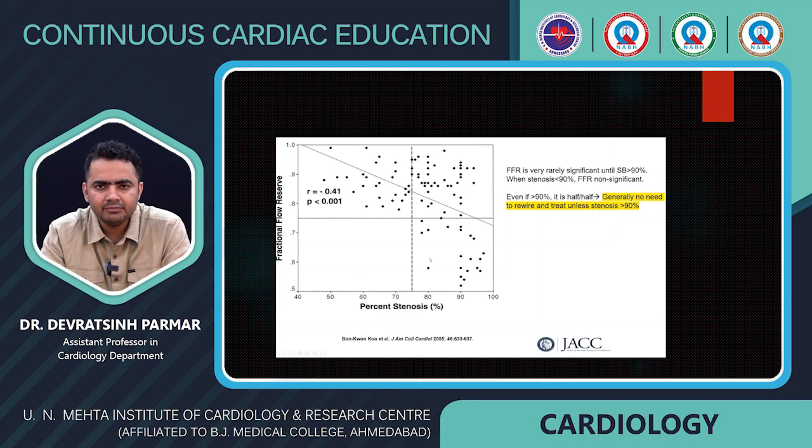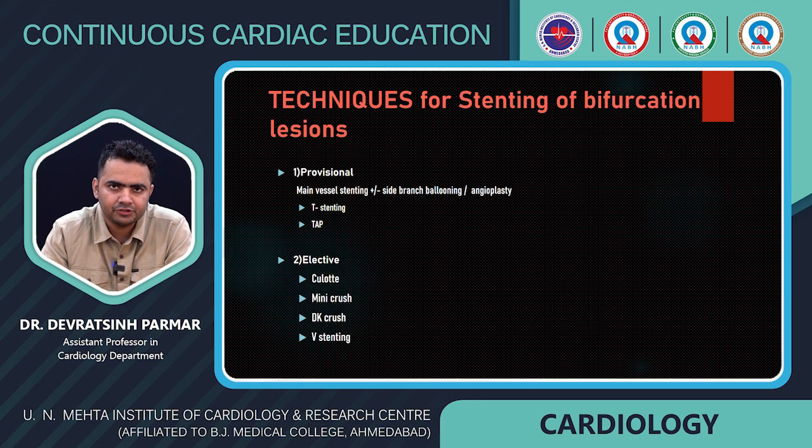So this is a diagram that shows that if the side branch stenosis is more than 90%, usually the FFR will be less than 0.75, and we should consider it a significant side branch stenosis and plan the revascularization of the side branch.